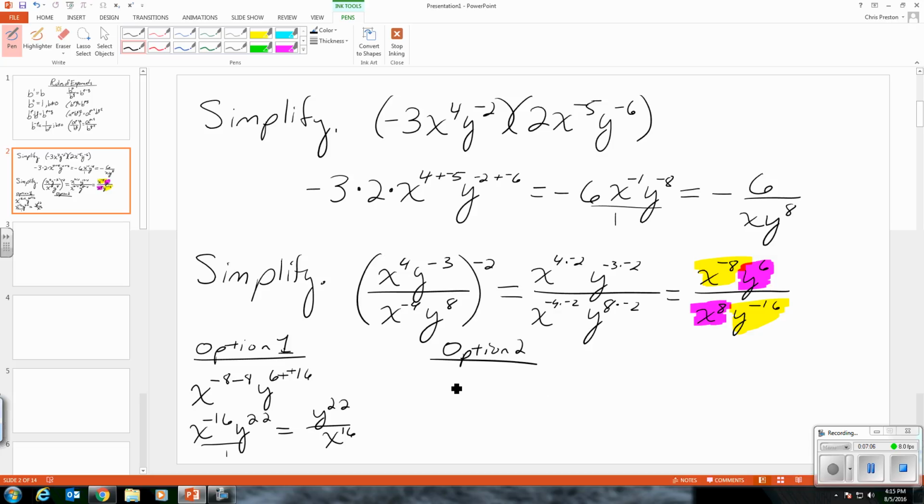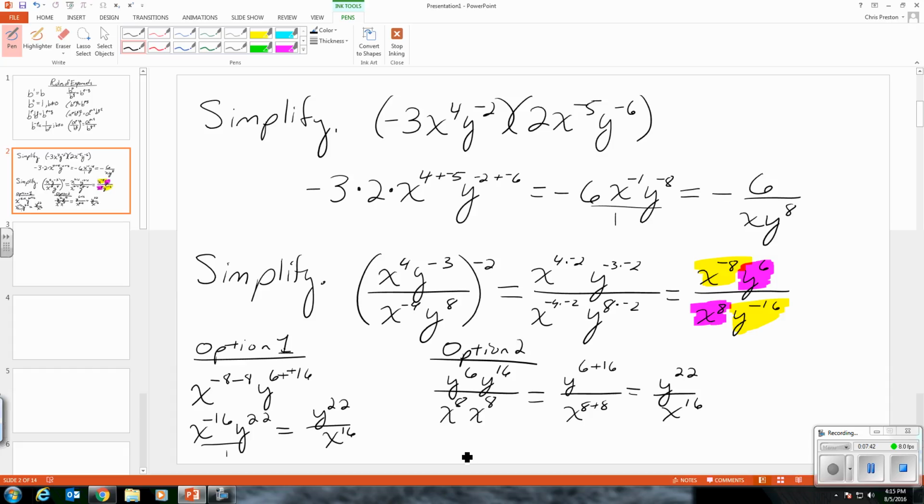And so what's going to happen? I have a y to the 6 that is going to stay on top, but that x to the negative 8th is now going to go down to the bottom and become positive 8. I already had an x to the 8th on the bottom, so that's going to stay there. And then this y to the negative 16 is going to reciprocate. It's going to flip, and it's going to go on top. And now that these are on the same level, I use the multiplication rule that says you add the powers. So y to the 22nd over x to the 16th. You got the same answer.